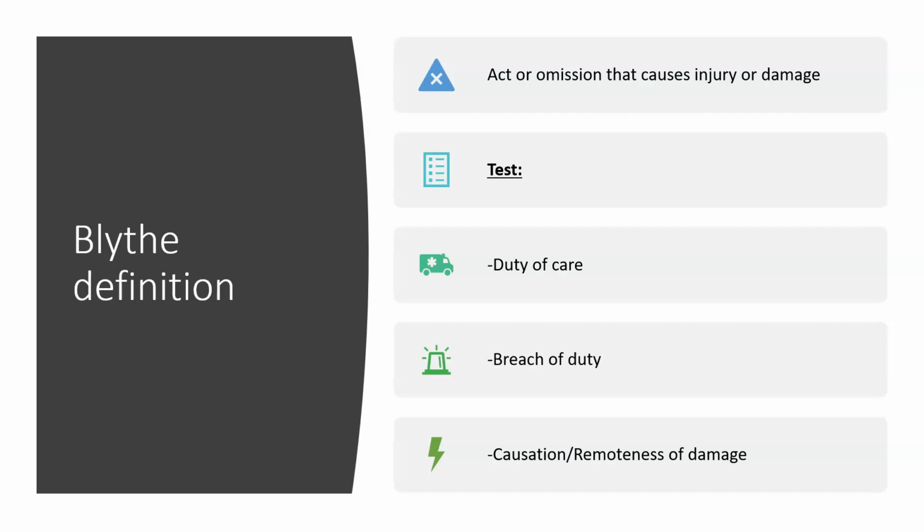Now just as a reminder, we're going to look at what negligence is. And remember, under the Blyth definition, it's an act or omission that causes injury or damage, and the test for negligence is a duty of care, breach of duty, and causation. And remember that remoteness of damage, which people often forget at the end. It's really important that you include that as well, around the Wagon Mound case.